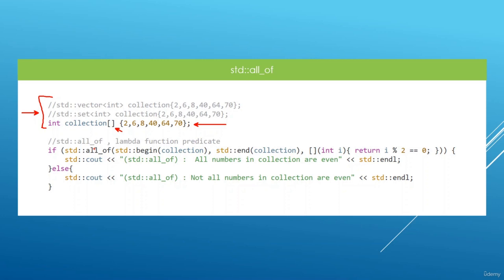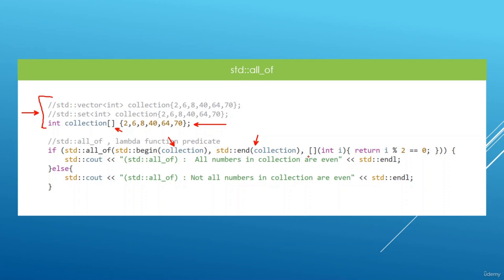Now, if we go down, we can use the all_of algorithm to check and see if a given property applies to all of the elements in our collection. And we do that by passing a beginning iterator and an ending iterator to our collection. That's what we do here. And after that, we're going to specify what we want to check for, and we will pass that as a callback.